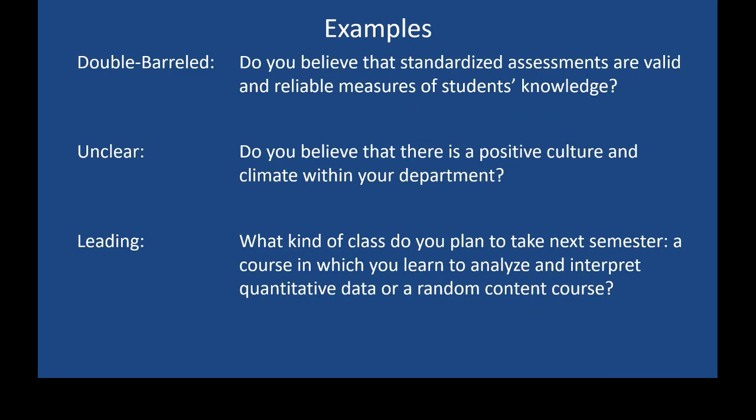So here are some examples of these things. Here's a double-barreled item. Do you believe that standardized assessments are valid and reliable measures of students' knowledge? In this case, someone could think that they are both valid and reliable and just say yes. Someone might say, well, they're valid but not reliable, so they might still say yes because they agree with one of them. Or they might say they're reliable but not valid, so they still say yes. And so you've got people with 3 different opinions, but all responded in the same way because this is double-barreled.